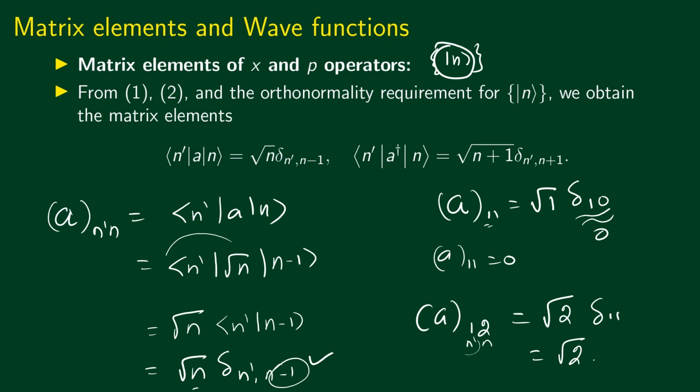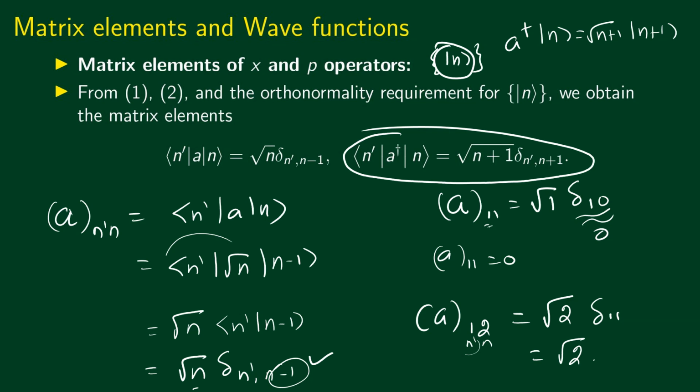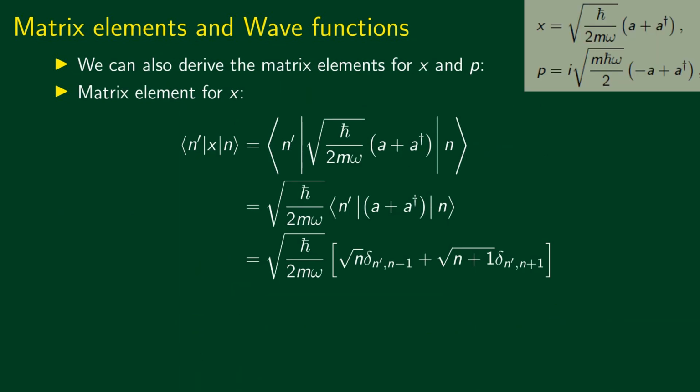In the same way, using the relation A dagger acting on ket n is equal to square root of n plus 1 multiplying ket n plus 1, you can find the matrix element for operator A dagger, which is given as square root of n plus 1 delta n prime, n plus 1. We can also derive the matrix elements for X and P.